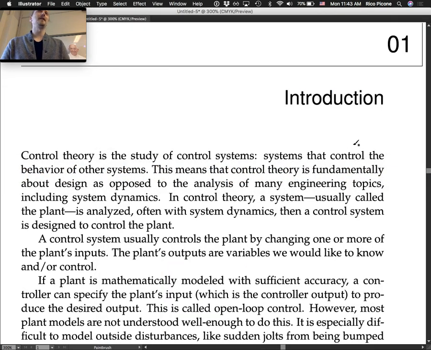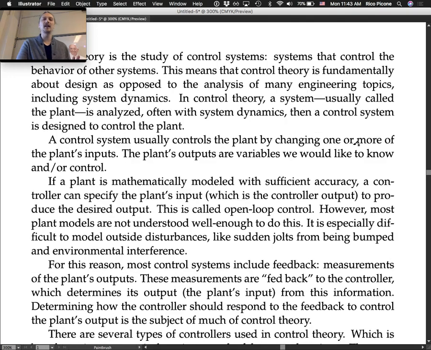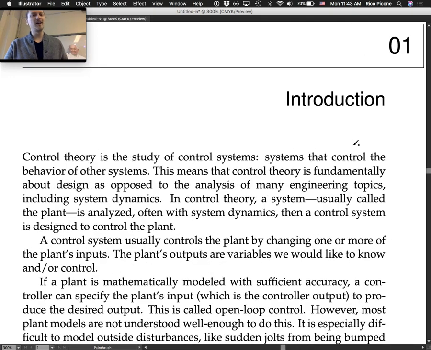It's 11:43. So, introduction to control. This is a whole cool topic. I'll go through this, and then we're going to talk a lot more about it. Control theory is the study of control systems, systems that control the behavior of other systems. It's a strange definition, but I think it's the best one.